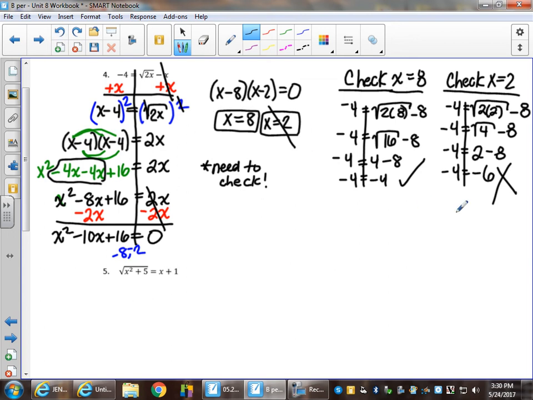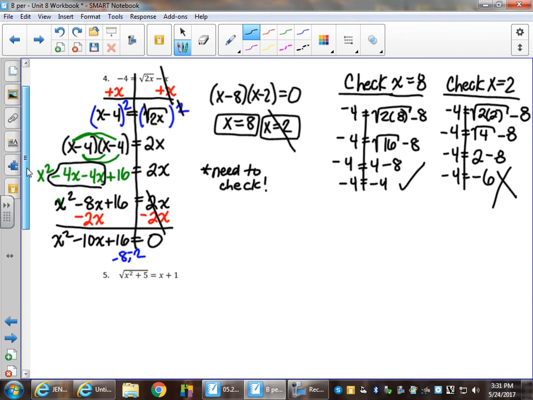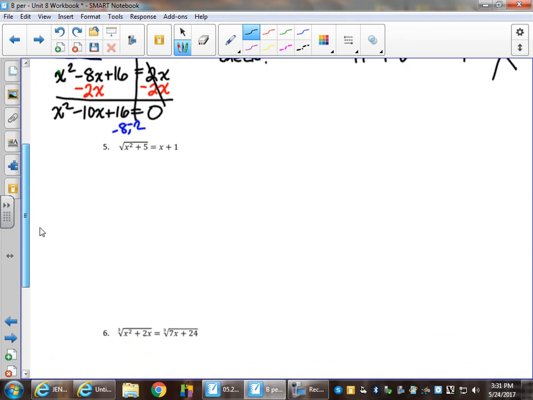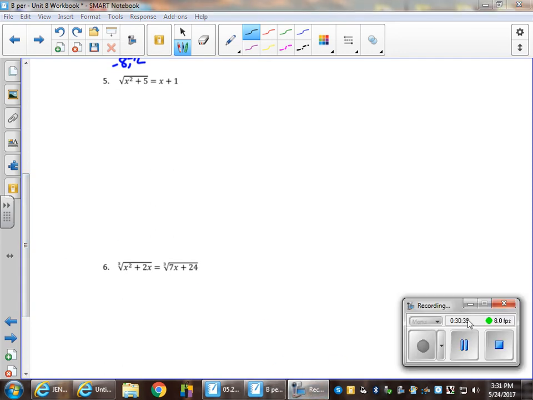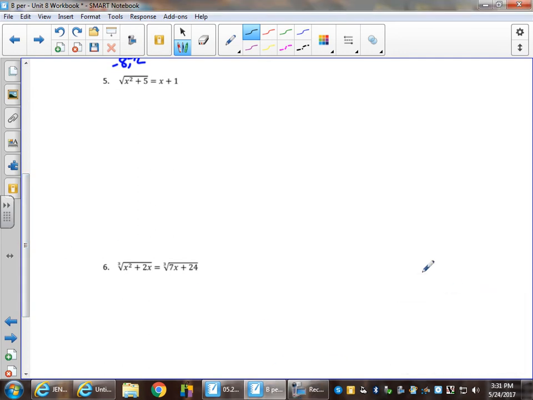So because x equals 2 came out to be false, we have to make sure we reject it. There is actually only one answer for number 4, not two answers. Okay, number 5. I'm at 30 minutes, so I'm only going to start number 5, and you'll finish. And then number 6 will fully be a you try. But I'll get you started on number 5.